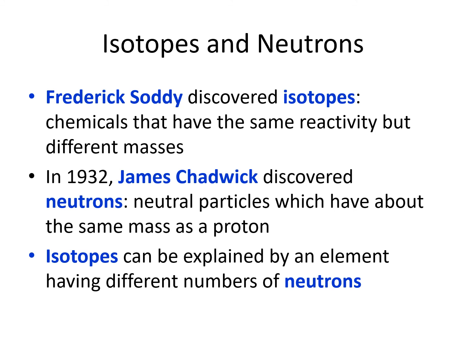Finally, in 1932, James Chadwick discovered neutrons, which have zero charge and about the same mass as a proton. Isotopes were determined to have the same number of protons as each other, but different numbers of neutrons, and therefore had different masses compared to each other.